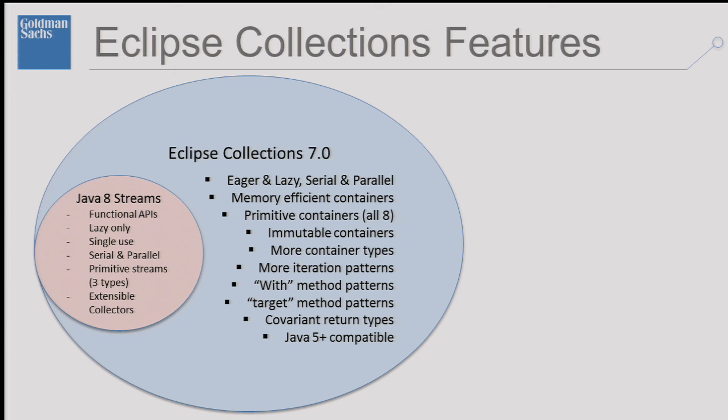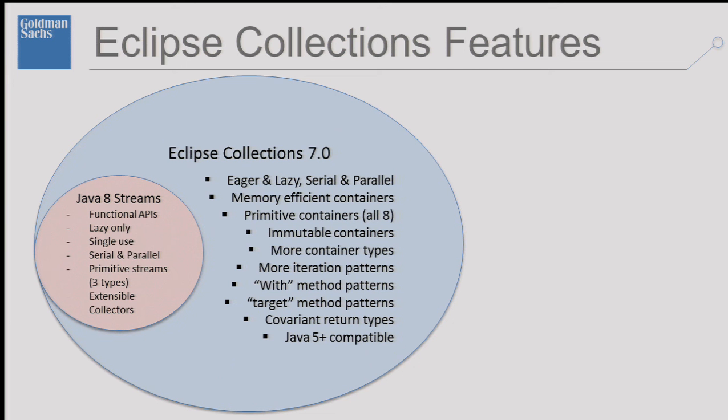In the same vein as having efficient containers for objects, we created primitive containers, so int array list, int map, maps of ints to objects, maps of objects to longs, that kind of thing, which means that you don't need to box all the primitive objects that you store in the collections.